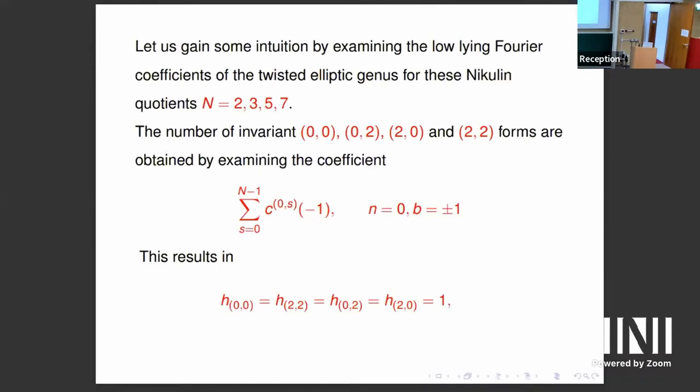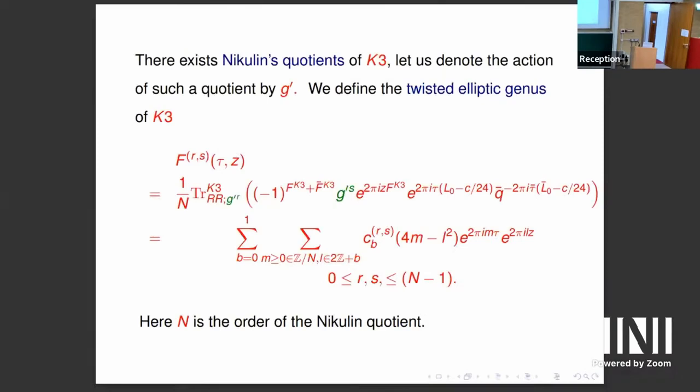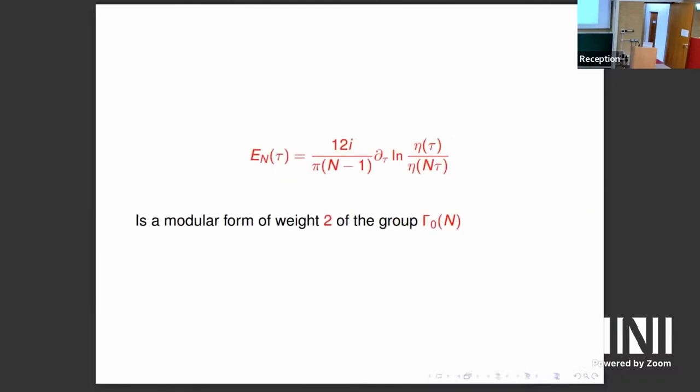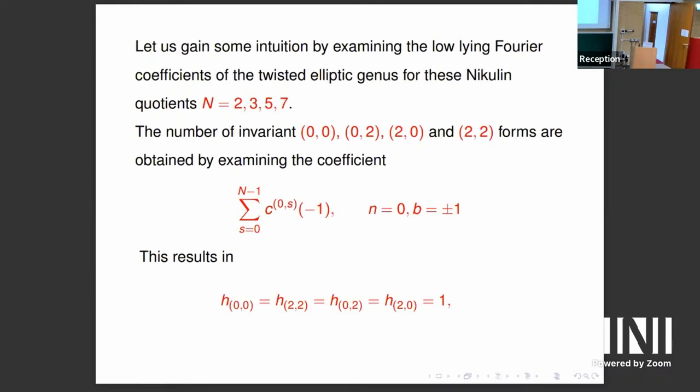And let's get some intuition about this quotient. I mean, after all, we're just talking about these quotients. Some geometric properties of this quotient can be obtained by looking at the very low-lying expansions. What are these C's? These C's are basically these expansions. If you look at these expansions of the elliptic genus in terms of the tau variable and the Z variable, and look at the very low-lying ones, you can read out topological data from it. For instance, this one should be the number of 0, 0 and 0, 2 forms and so on.